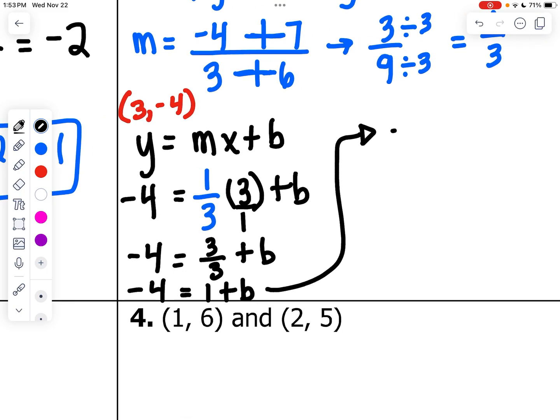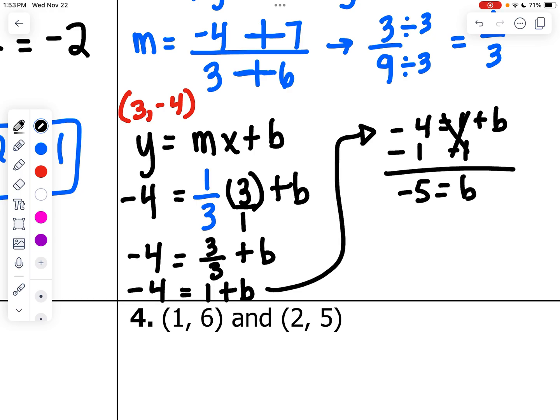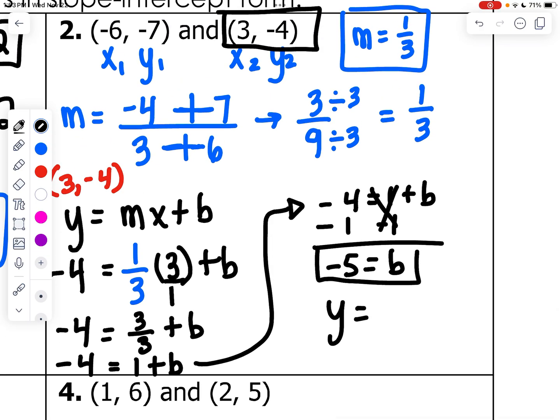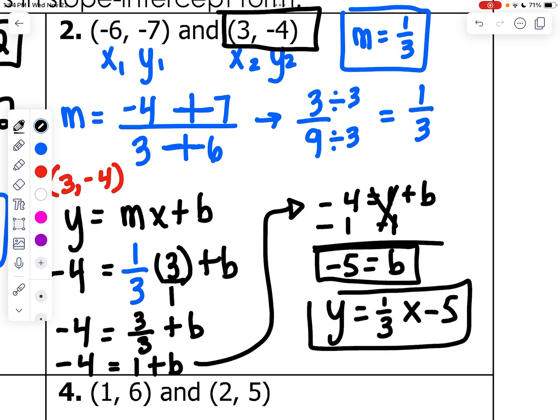I'm just going to rewrite it up here because I don't have enough room. So minus 1, negative 5 equals b. Y equals, now I can write my final answer. Mx, so my m was 1/3, x minus 5, because b is negative 5.